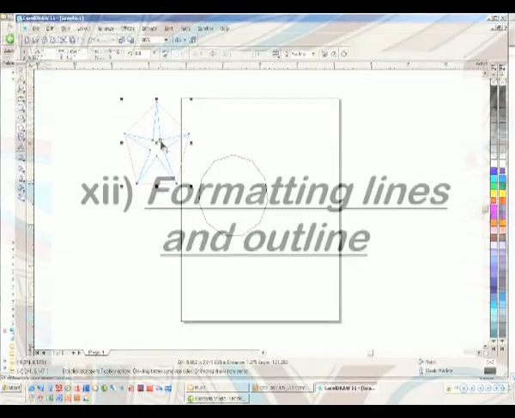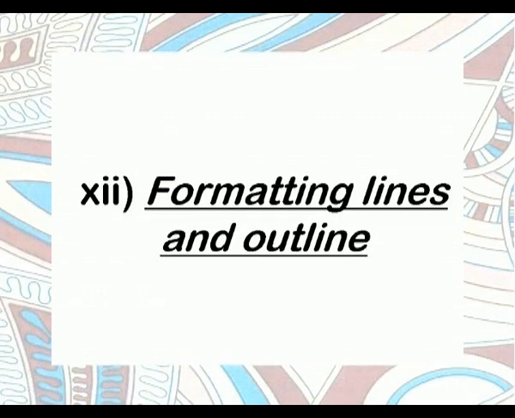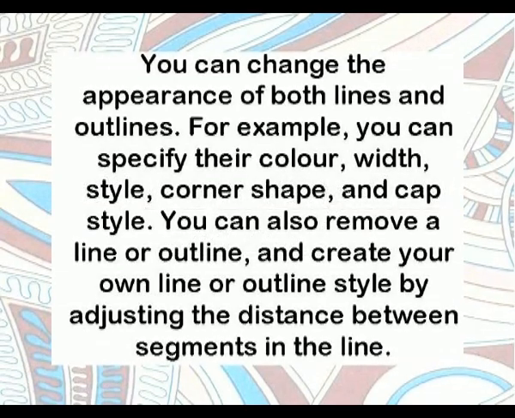Formatting lines and outlines. Outline is a line that defines the shape of an object. You can change the appearance of both lines and outlines. For example, you can specify their color, width, style, corner shape, and cap style. You can also remove a line or outline and create your own line or outline style by adjusting the distance between segments in the line.